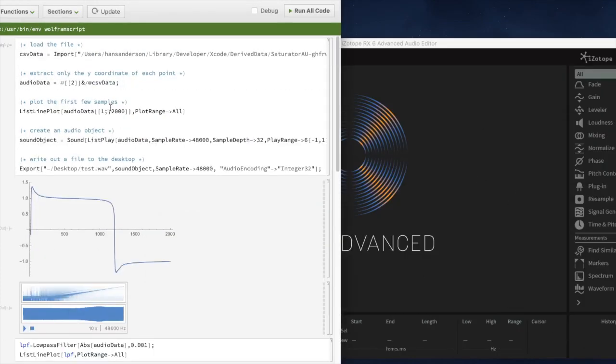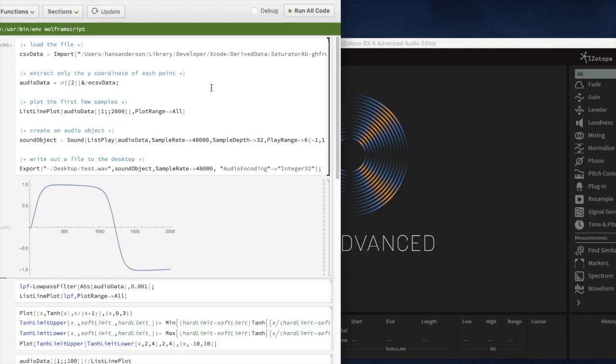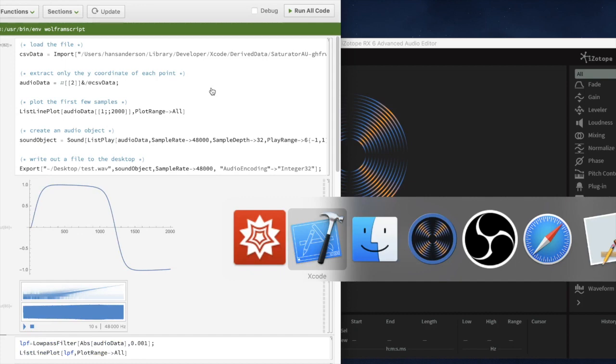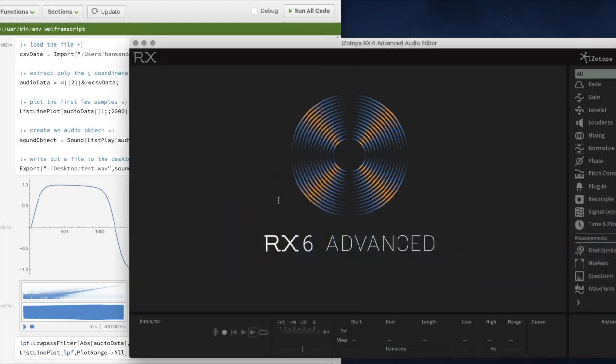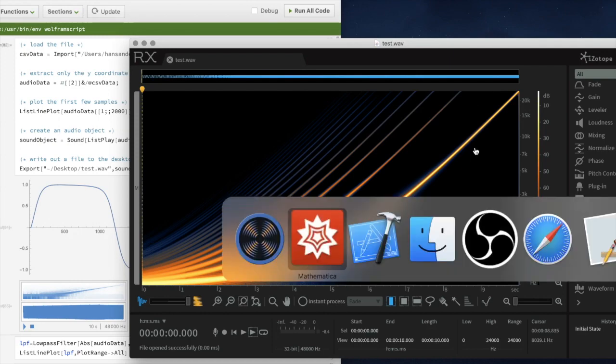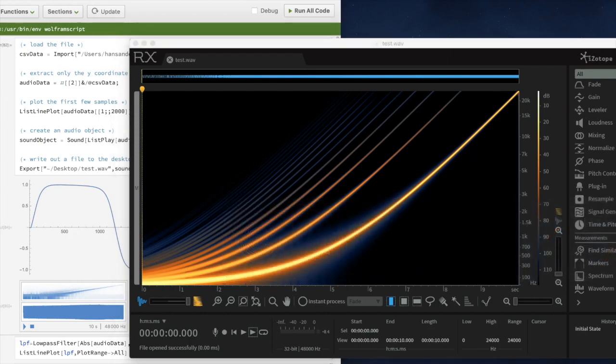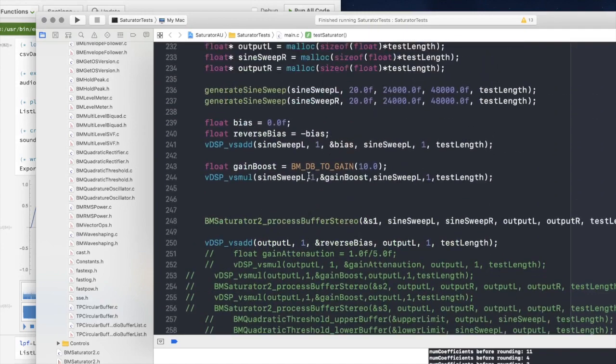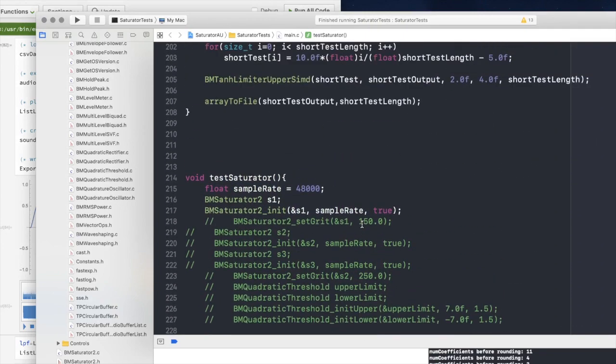So let's load that output file. There it is. And when I get back here, test. So this is it. We're putting 10 dB of gain boost into our saturator plugin, and we're seeing no aliasing coming out. I'm going to take it up. Let's not waste time. Let's go right up to 100, just to see if this really works.